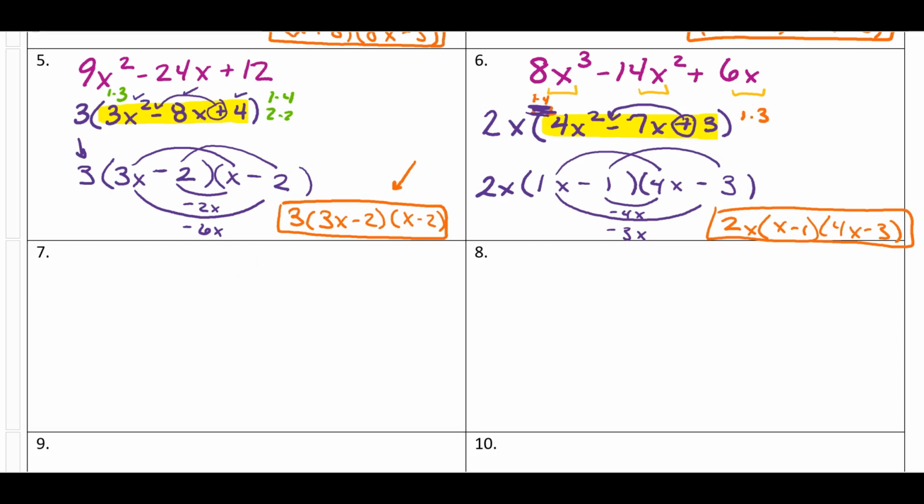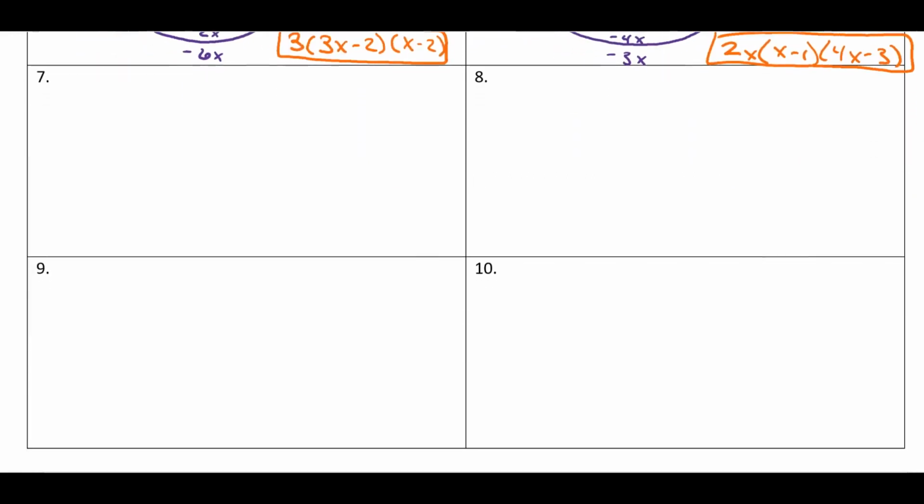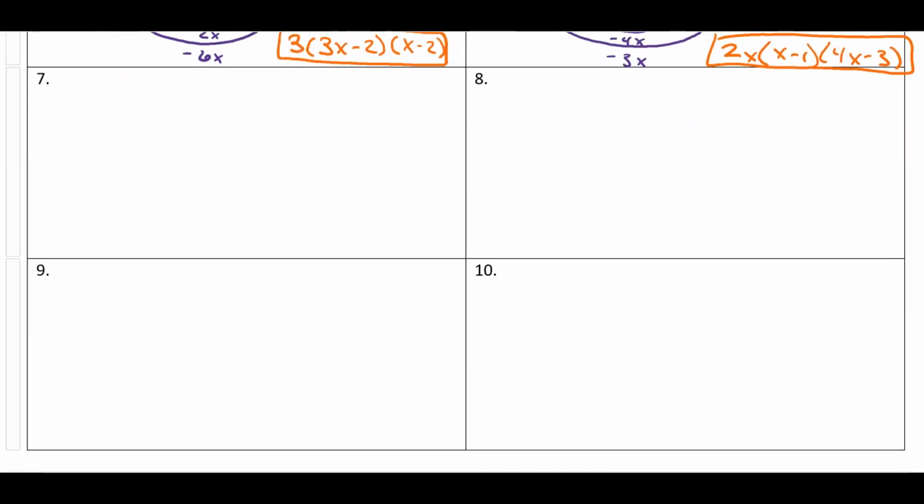So I want you all to try number 7. So number 7 is going to be 2x squared plus 22x plus 60. So go ahead and pause the video, and when you're ready to check your answer, turn it back on.